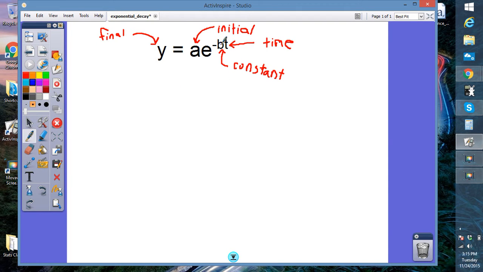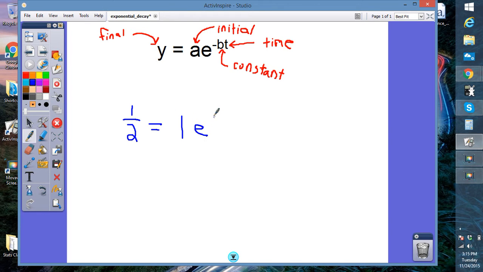Notice they didn't tell us what B is again. So the first thing we're going to do with these problems is figure out what our constant is. All right, carbon-14 has a different constant of decay. So let's use our half-life. Remember, our half-life means we have half the amount of material when we're done. So half of what we started with. So if we started with 1, we've got a half when we're done. All right, so always use 1/2 and 1 when they give you the half-life.